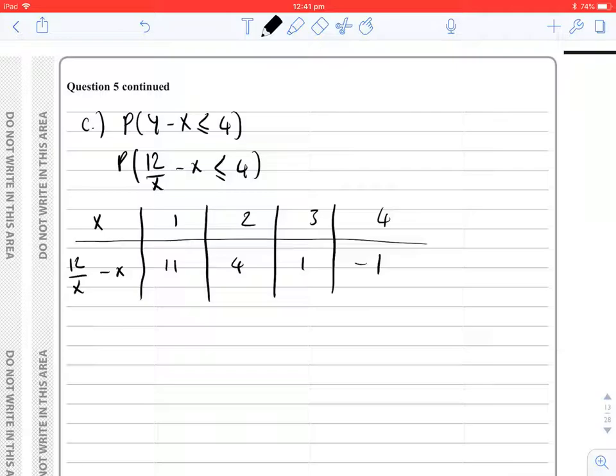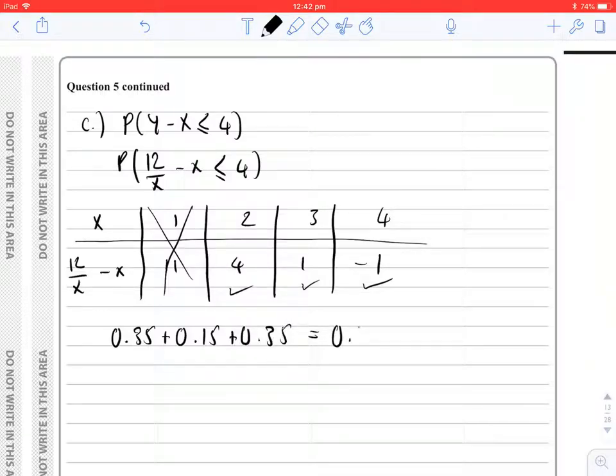So looking at these possible values, I don't want to include 1, but I do want to include 2, I do want to include 3, and I do want to include 4, because they all give me answers that are less than or equal to 4. So the probabilities of each of these are going to be 0.35, 0.15, and 0.35, which gives me a probability of 0.85 that that event will occur.